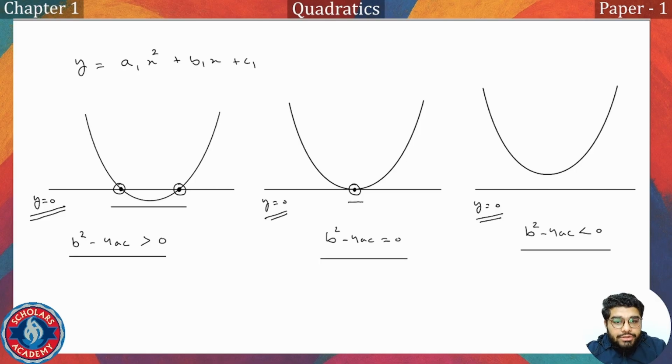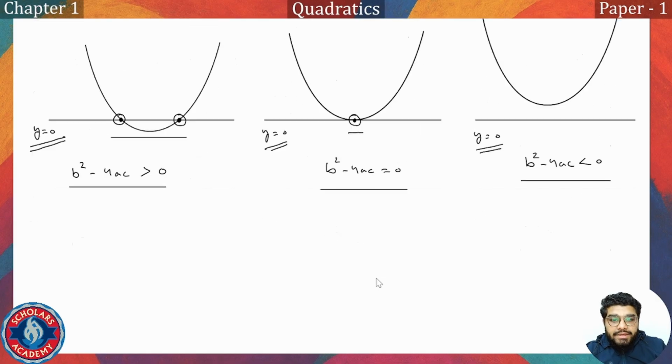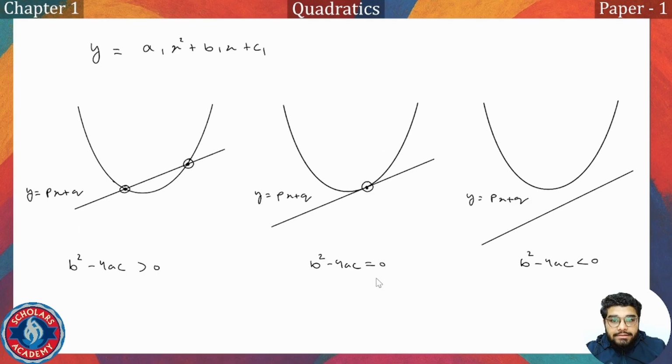But if we want to know the same thing with respect to a line, that is, whether the curve is getting roots with respect to the line or not, and whether they are two real roots, two equal roots or no real roots, how will we get to know that? So what we'll do, this is the equation of the line, this is the equation of the curve. We'll substitute the equation of the line in the equation of the curve. So we'll get px plus q is equal to a1x square plus b1x plus c1, right?